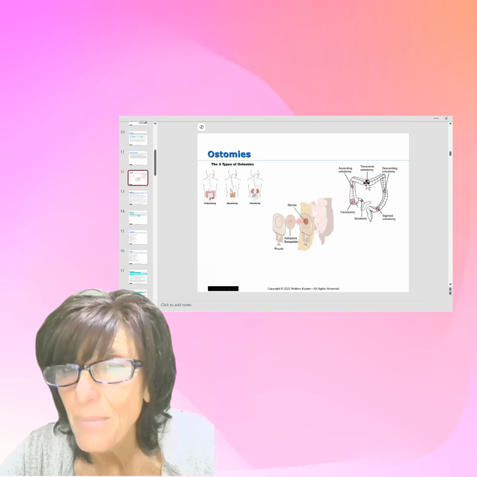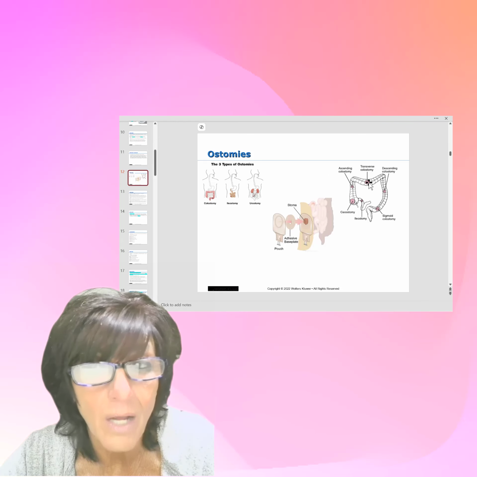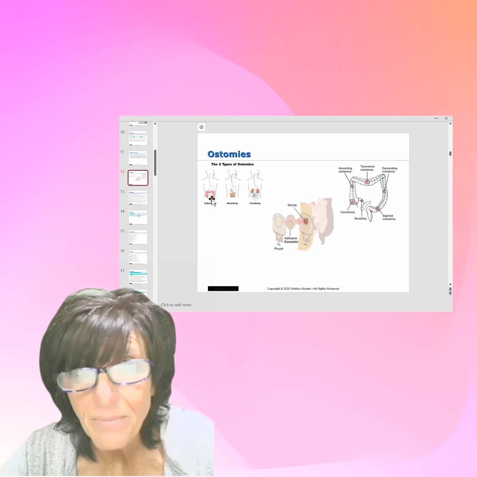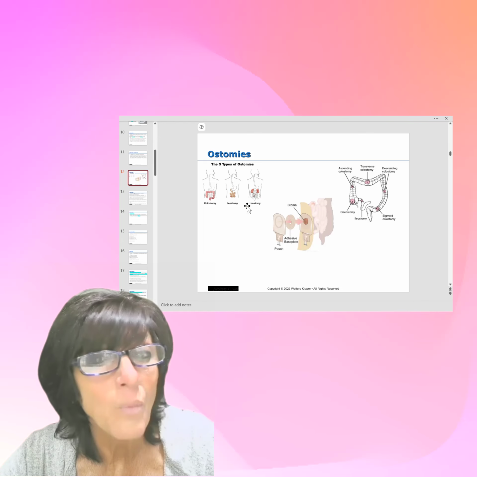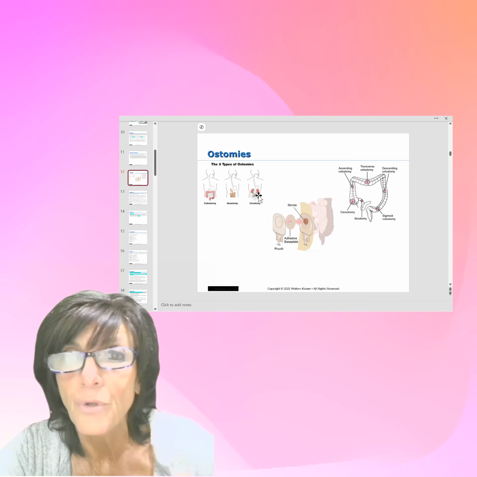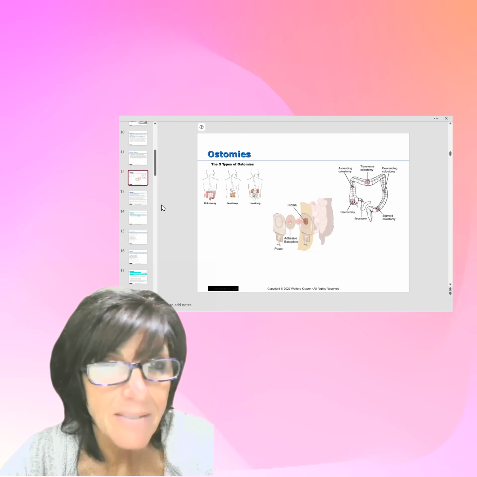We do that colostomy here, and then the parts that we cut out, 6 months later we can reconnect so that they don't have an ostomy anymore if it's temporary. So we have colostomies, we have ileostomies, and we have urostomies, which I'm not going to talk about until we get to urinary. All right. So let's just stick with colostomies and ileostomies.